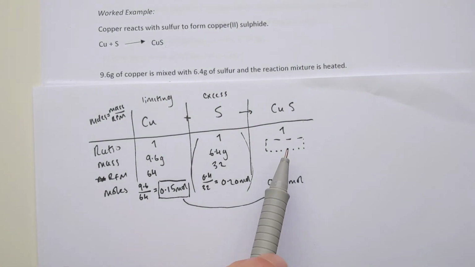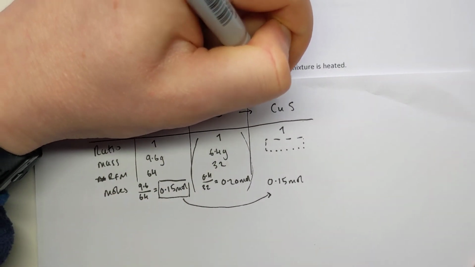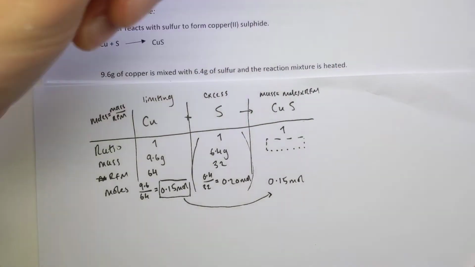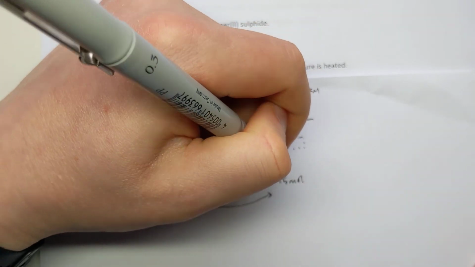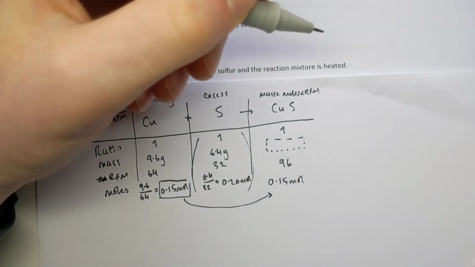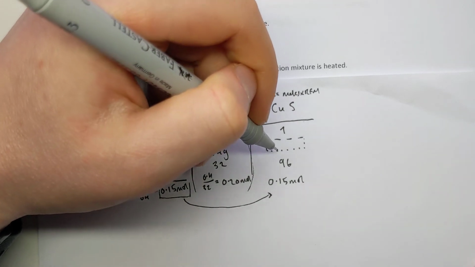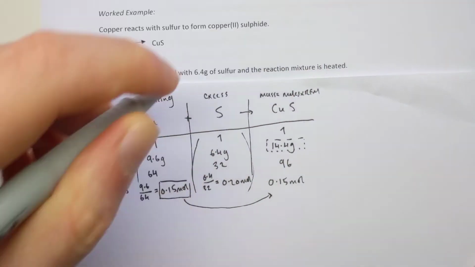Almost there now, I need to work it back into a mass. So I need to do my rearrangement. Mass equals moles times RFM. RFM of copper sulfide is just 64 plus 32, which is 96. So to work out the mass, I need to do the moles, 0.15, times by 96, the RFM, which gives me 14.4 grams, which is the answer.